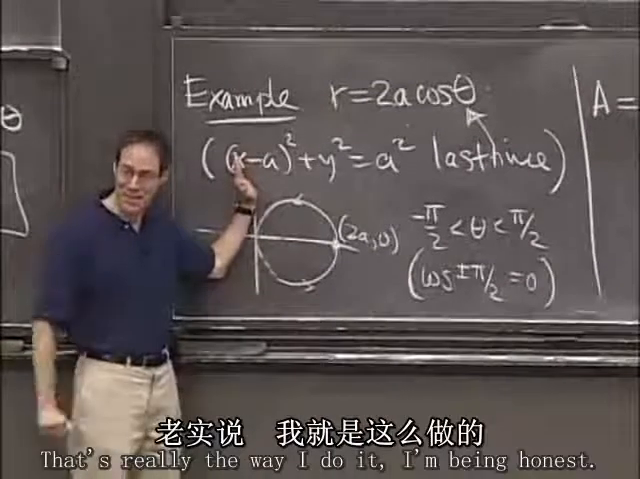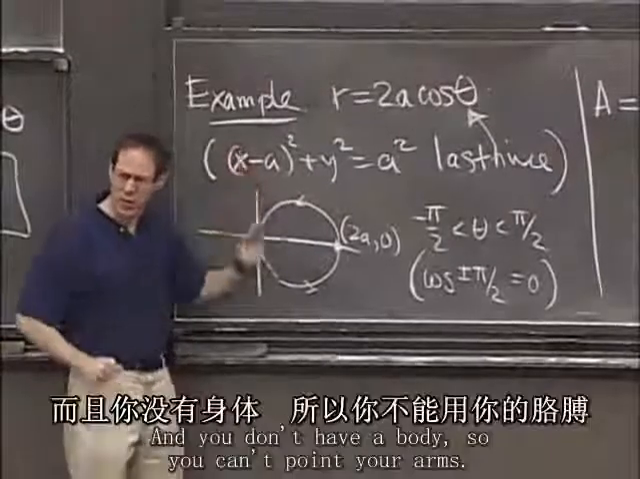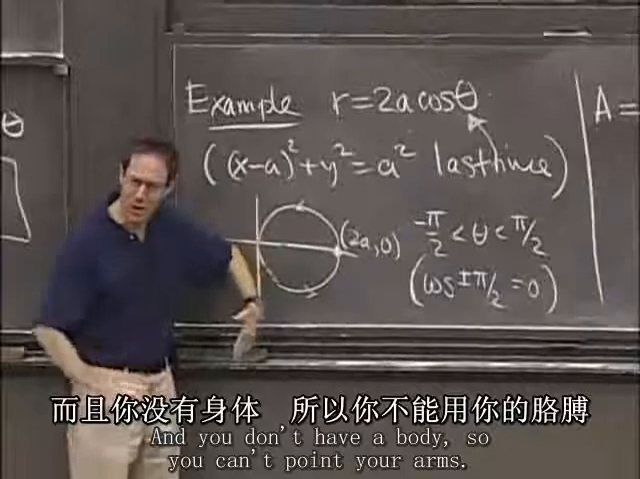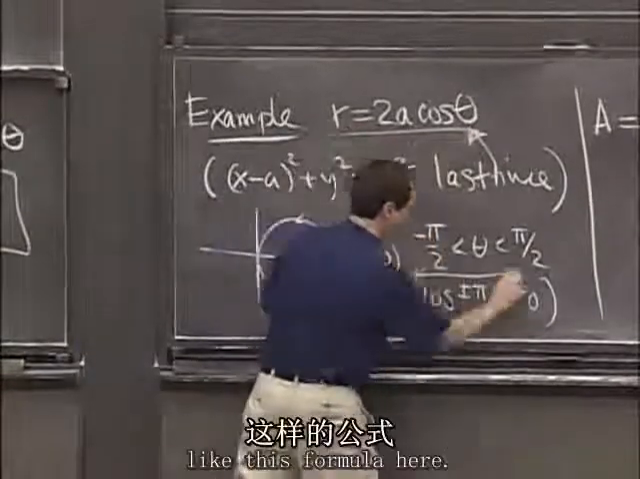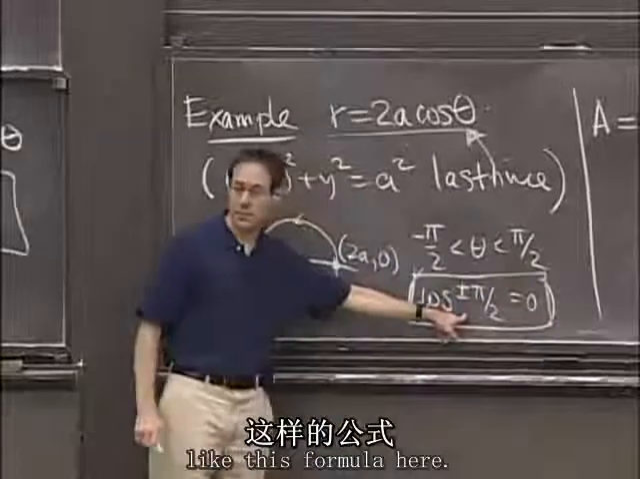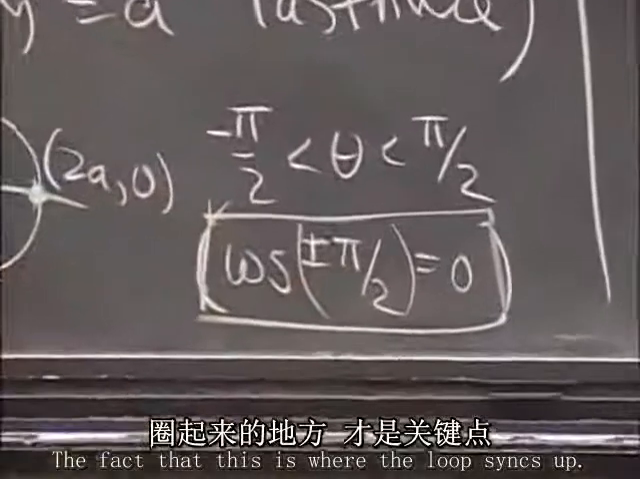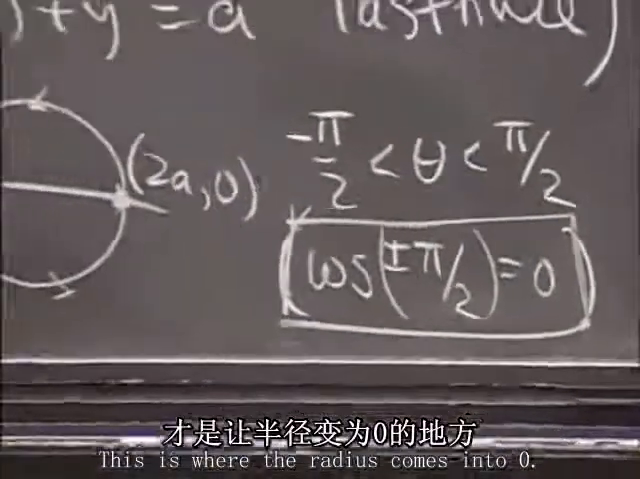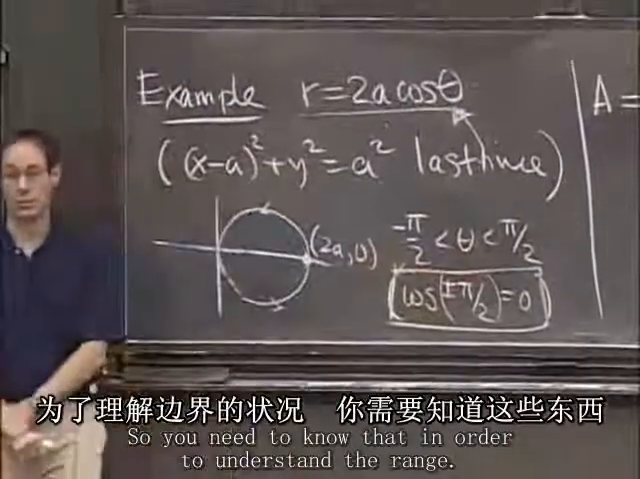I'm being honest. Now, if you're a machine, you can't actually look, and you don't have a body, so you can't point your arms. Then you would have to go by the formulas, and you'd have to actually use something like this formula here. The fact that this is where the loop cinches up, this is where the radius comes into 0 at pi over 2. So you need to know that in order to understand the range. All right?